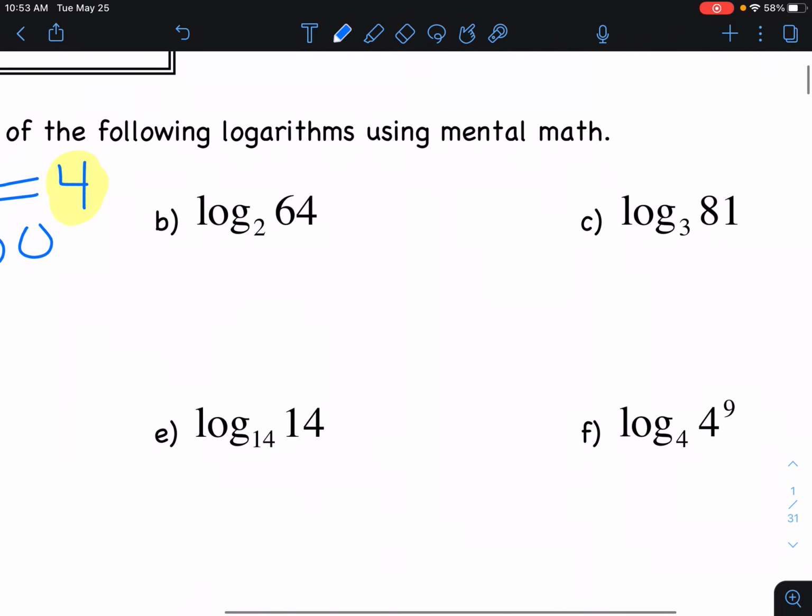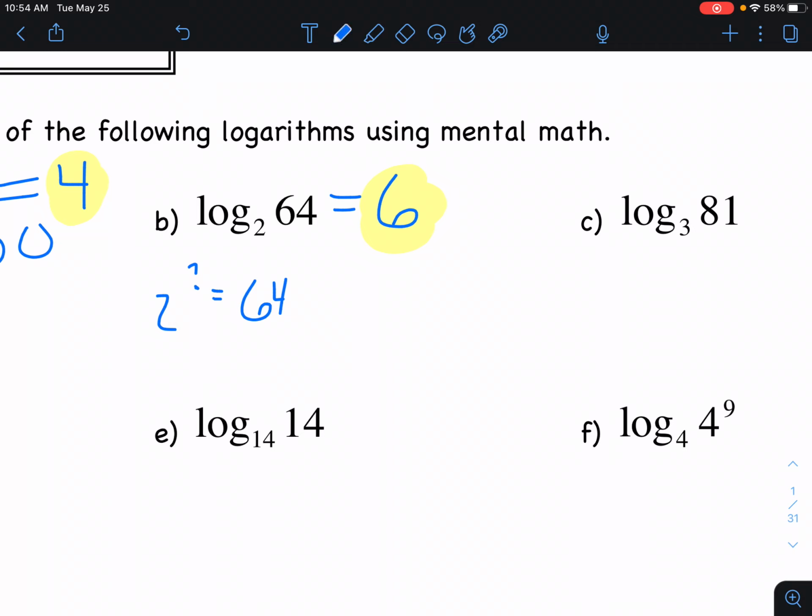So let's try another one. Log base 2 of 64. What is that? We have to think, 2 to the what power is 64? You could use your fingers on the side here. 2 times 2 is 4, times 2 is 8, times 2 is 16, times 2 is 32, times 2 is 64. So I have 6 fingers up right now, so that would be 6. 2 to the power of 6 is 64. So the log base 2 of 64 is 6.